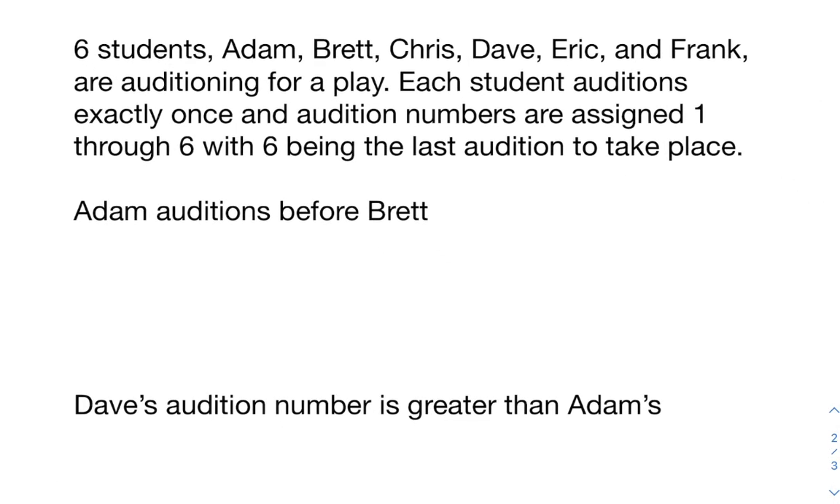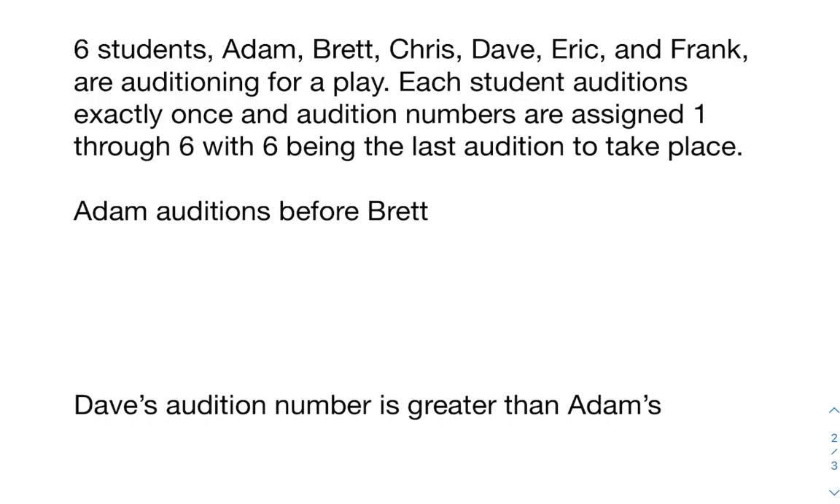So here's an overview of a sequencing game. 6 students, Adam, Brett, Chris, Dave, Eric, and Frank, are auditioning for a play. Each student auditions exactly once, and audition numbers are assigned 1 through 6, with 6 being the last audition to take place. And so here we have 2 sample rules. Adam auditions before Brett, and Dave's audition number is greater than Adam's.